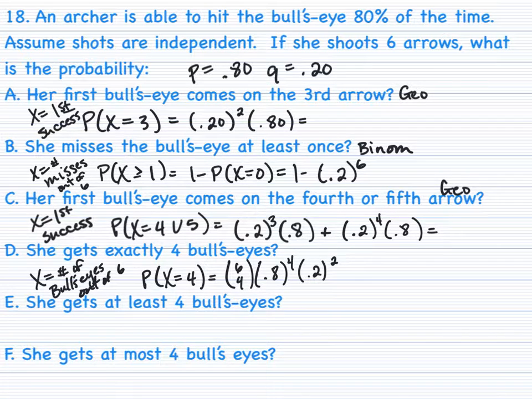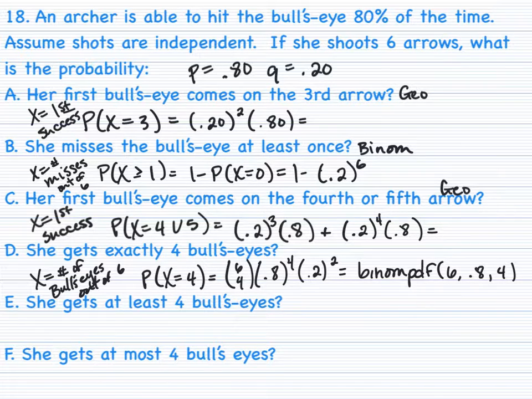So that would be indicating 4 bullseyes, 2 not bullseyes, 2 misses. So that's the 6 choose 4. Gives you how many possible ways that can happen. You find that with binom PDF, N P X, so N would be 6, probability of success 0.8, and 4 would be your number of successes.